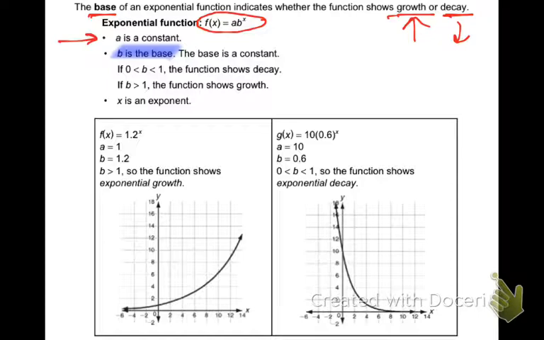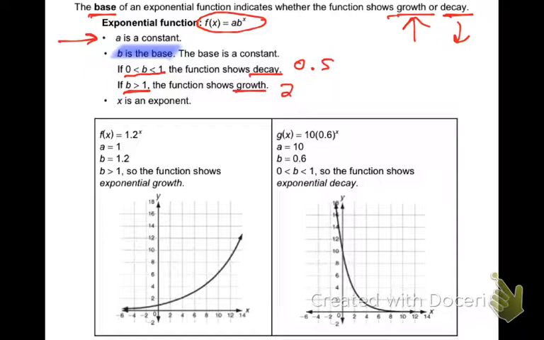If B is between 0 and 1, the function shows decay. So what's a number that's between 0 and 1, as a decimal? 0.5. So if B was, let's say, 0.5, that'd be decay. If B is greater than 1, then the function shows growth. What's a number greater than 1? 2. So anything greater than 1 shows growth. That's what we're going to talk about today. We're going to be graphing some functions and determining whether it is growth or decay.